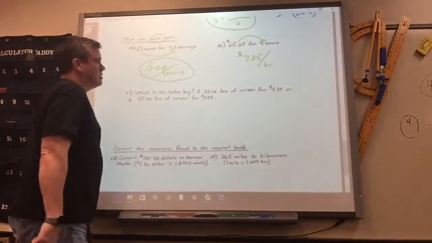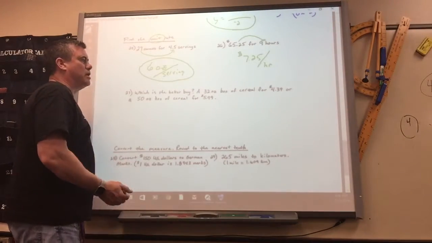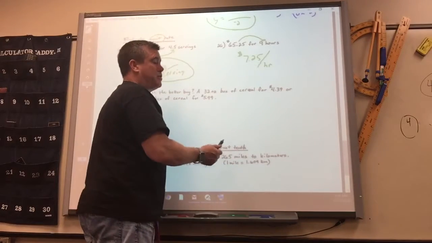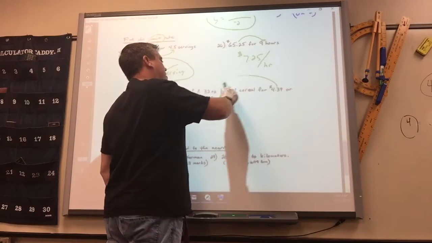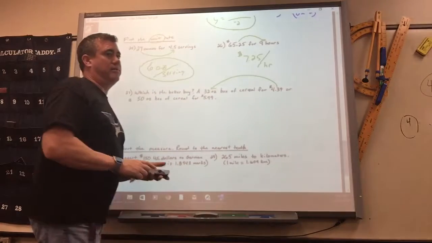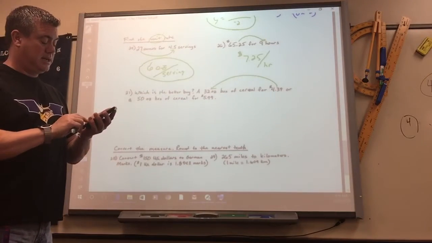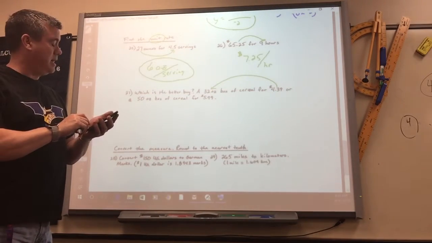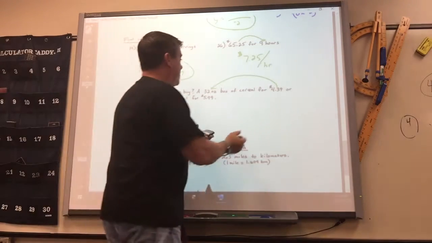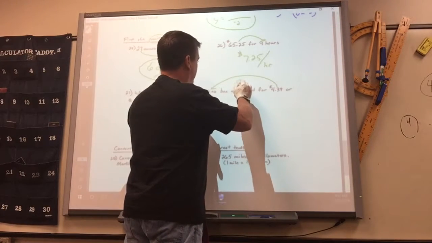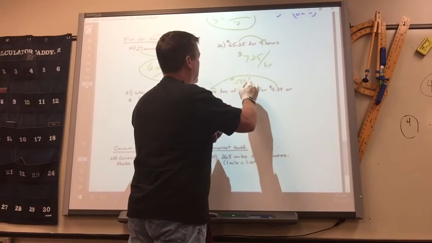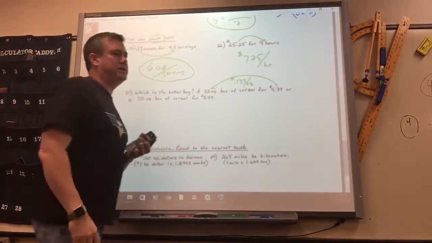Better buy, you got to figure out which is the cheapest one. These are always written backwards. You got to remember to take the money divided by whatever it is. So you take $4.39 divided by 32. This one's $0.137 per ounce, which would round to 14 cents.